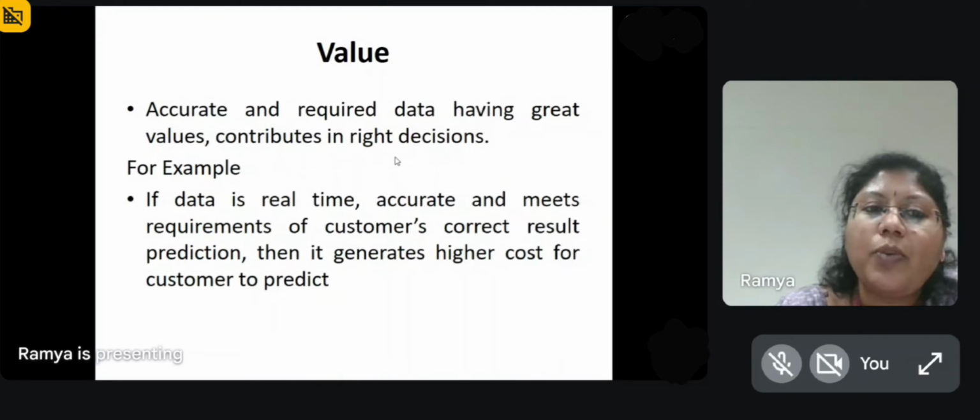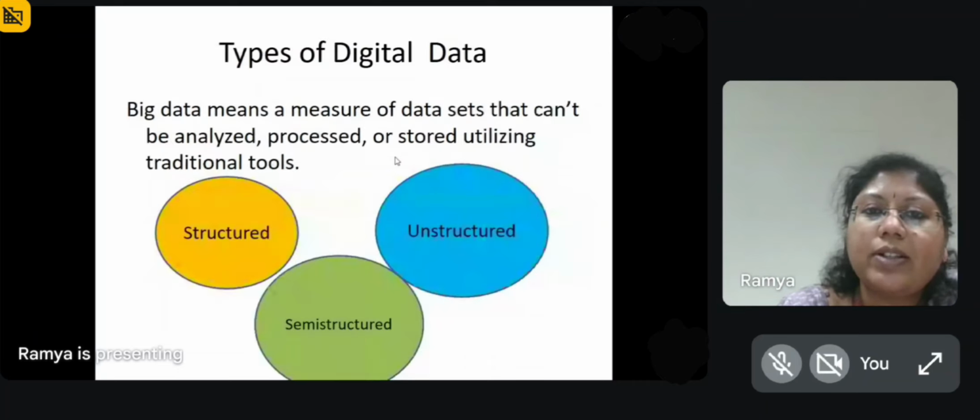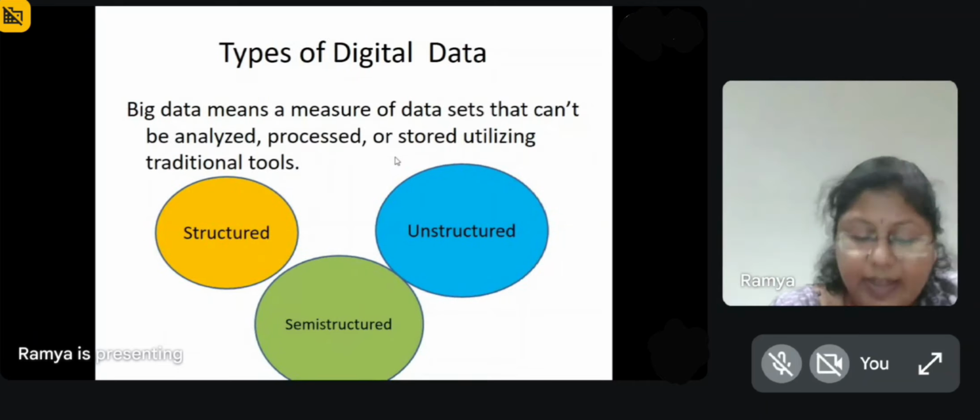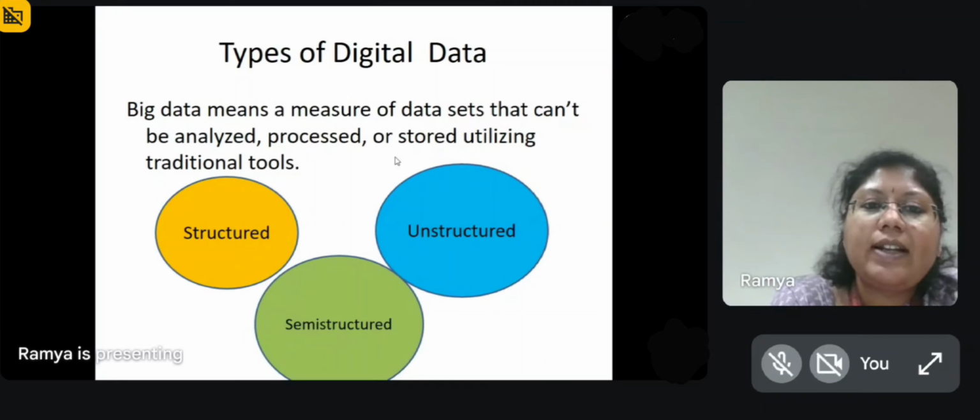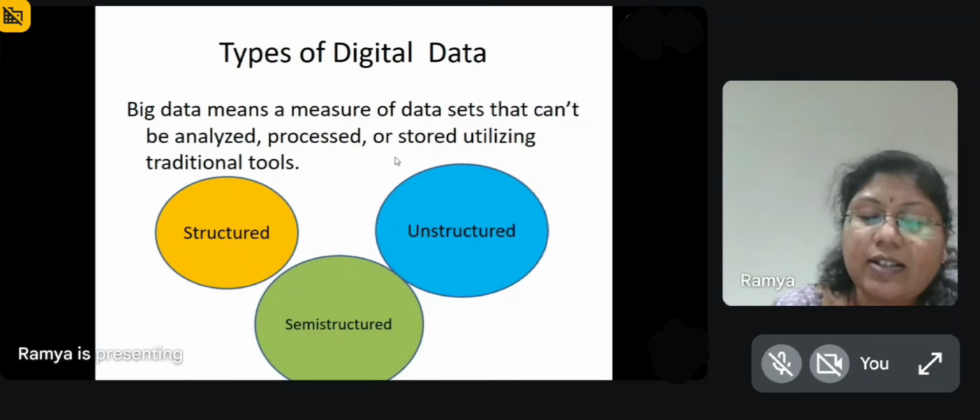Next, I have the value. Accurate and required data which has great value, and which contributes to the right decision, is what I go for with value. Next, we have the types of digital data. Big data means data sets that can't be analyzed, processed, or stored using traditional tools. In a simple manner, as already specified, traditional tools cannot handle the large amount of data, so we go for big data. When we talk about big data, we have three types of digital data: structured, unstructured, and semi-structured.